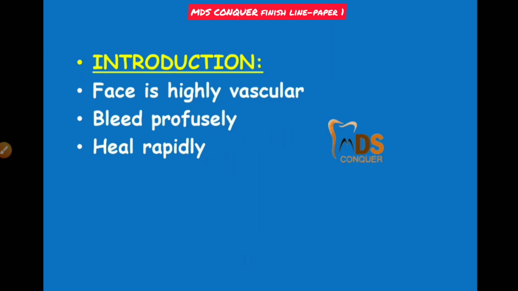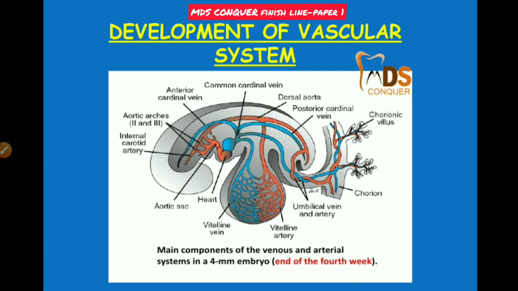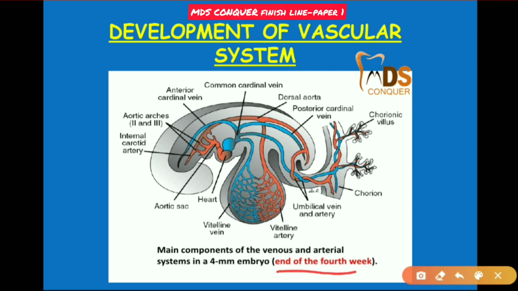Coming to the introduction, you can write that the face is highly vascular and it will bleed profusely. Because of this high vascularity, it has a boon that it will heal rapidly. So this is the development of the vascular system at the end of the 4th week. You can draw this diagram simply.